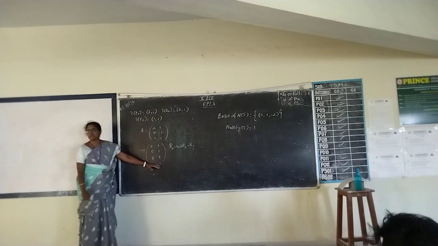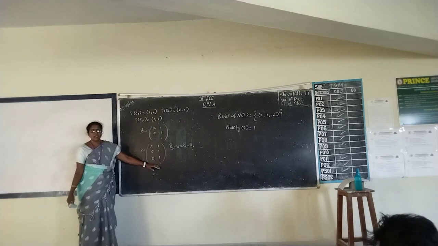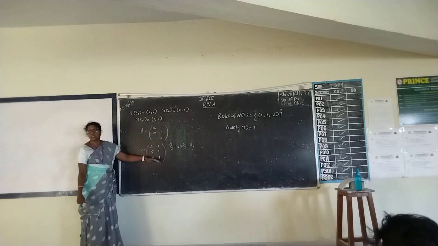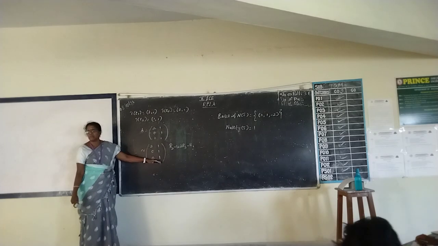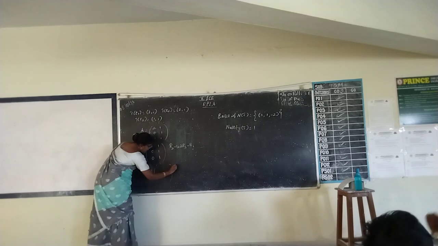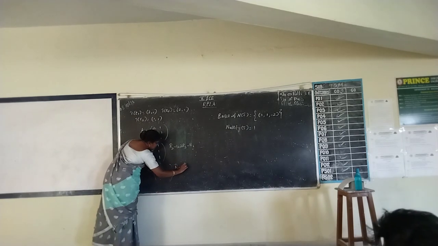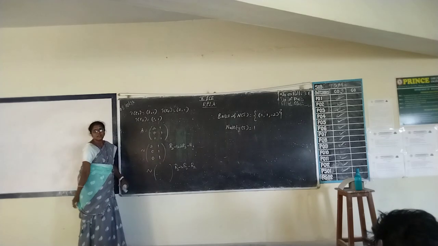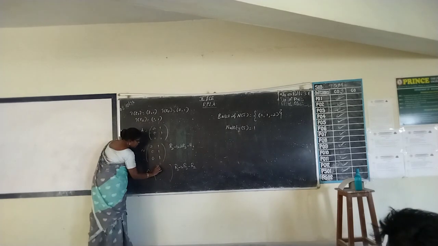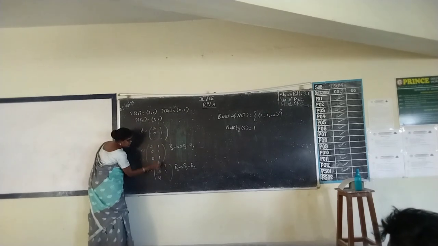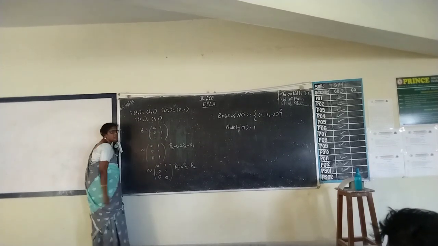Is there any other transformation possible? What can be done with R3? R3 minus R2, because both are the same. If you subtract, this is going to become 0. So what is the one more step we can do? R3 is transformed as R3 minus R2. So subtract both: 2, 1, 0, 1. 0 minus 0 will be 0. 1 minus 1 will become 0.